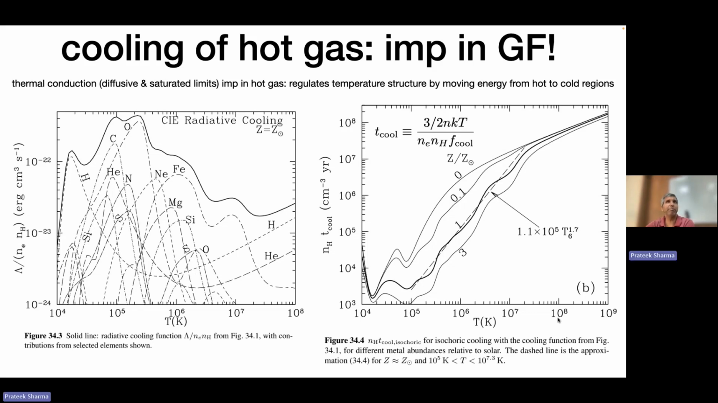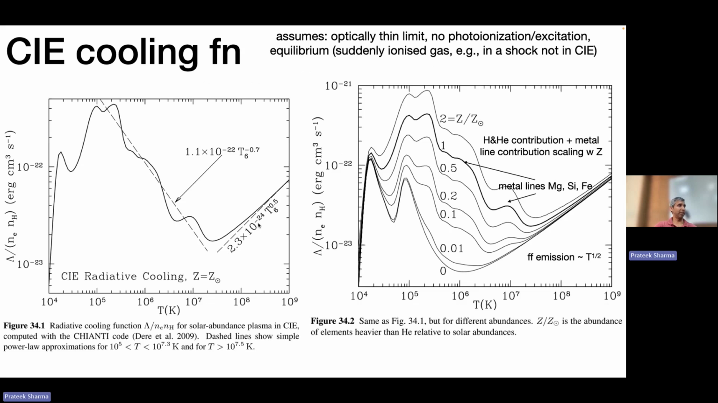This hot gas is actually pretty pervasive. In the interstellar medium, it's caused by supernovae. Beyond the interstellar medium, there is a hot atmosphere around galaxies called the circumgalactic medium. Galaxy clusters have most of their baryons in this intracluster medium, which is at 10 to the 7, 10 to the 8 Kelvin. So a lot of these processes are important for those systems.